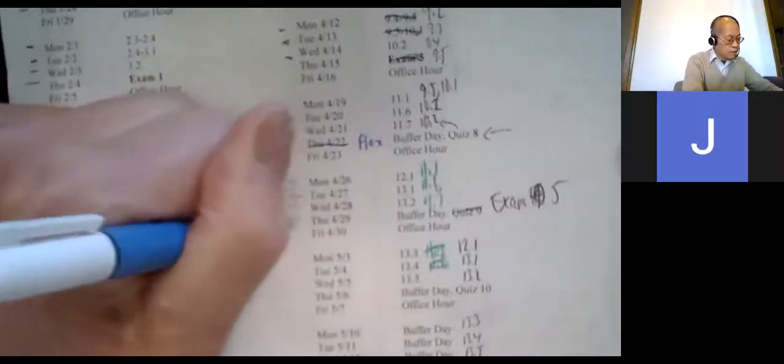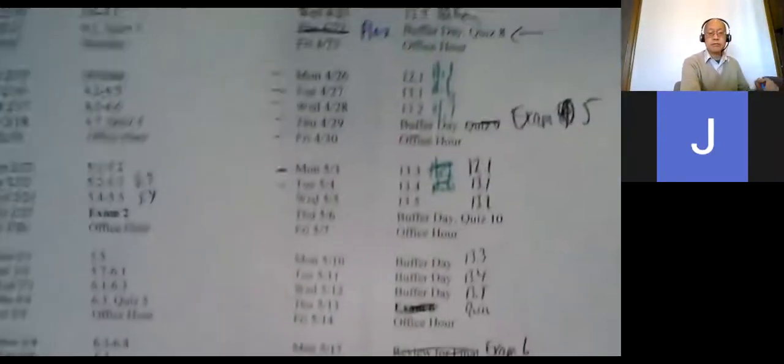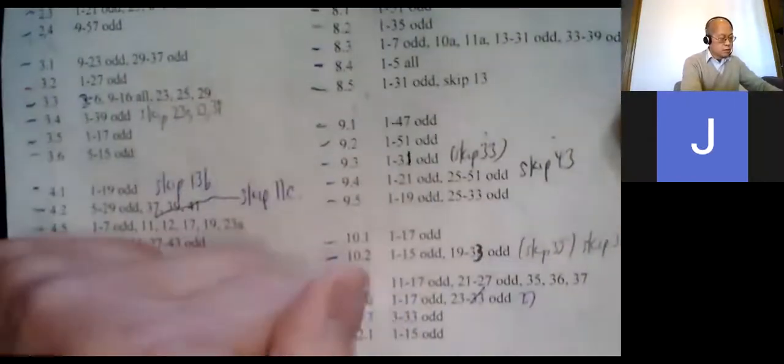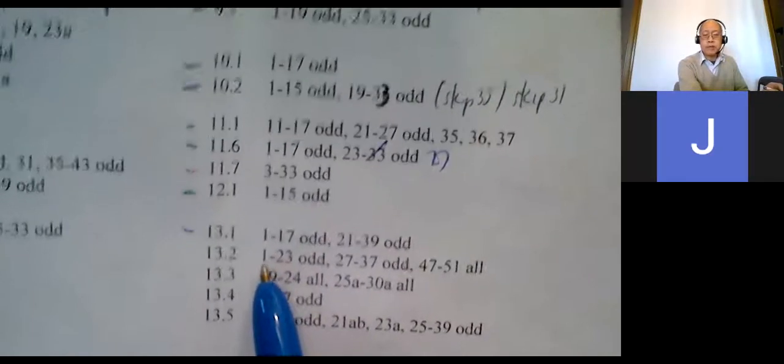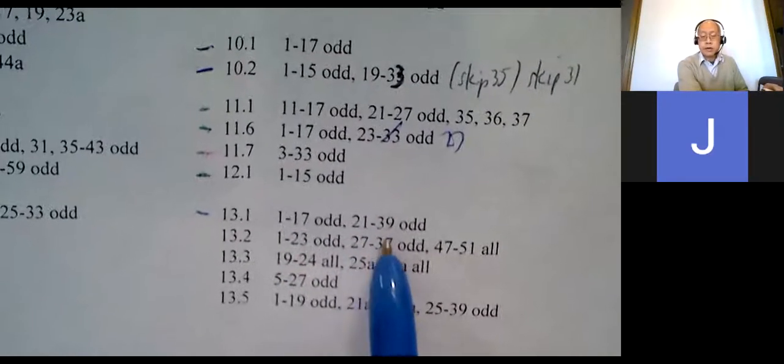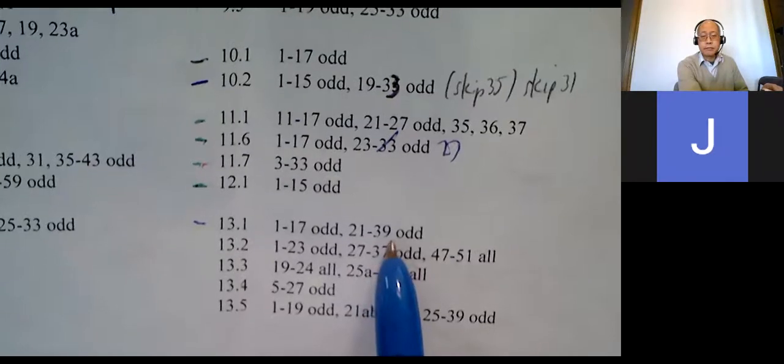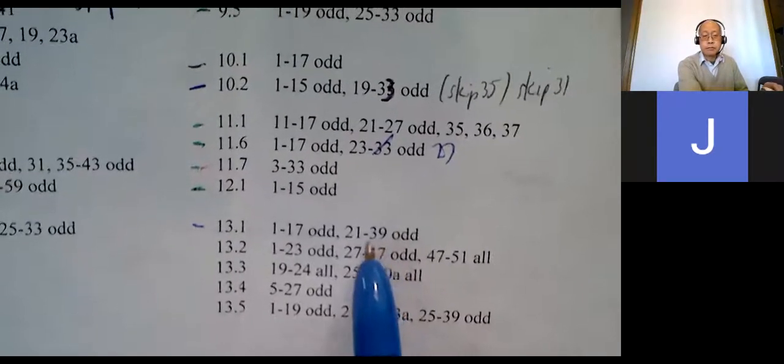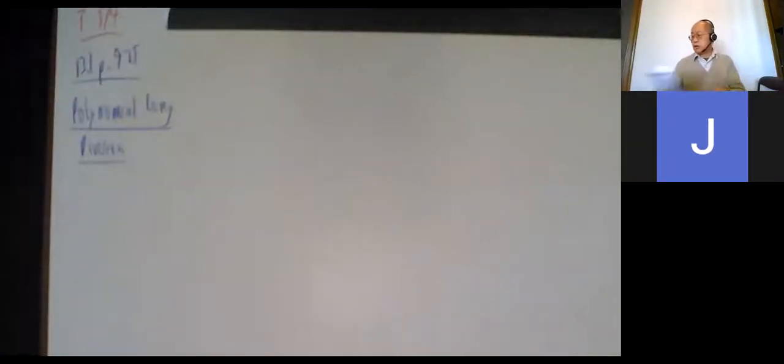So let me mark off where we are. We are right here. So 13.1. So 1 to 17 is on polynomial long division. 21 to 39 is on synthetic division. Okay. So I think we're good now. So let's go ahead and try to get started.